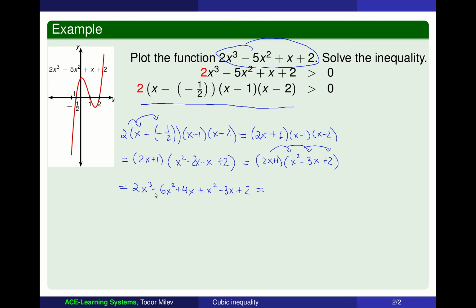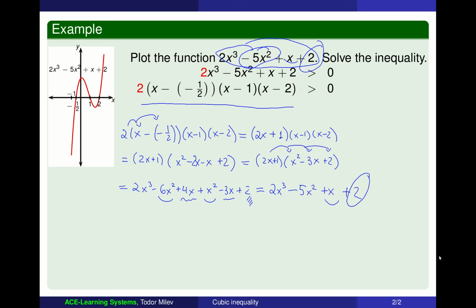Okay, so now I'm getting 2x cubed. This term and this term can be combined, so we can combine like terms. Minus 6x squared plus x squared is minus 5x squared. Oh, that looks like good news, no? And 4x minus 3x, that is plus x. Is that good news? Yes, it is. And finally, we're having the number 2, which is good news as well. Okay, so our factorization is correct.